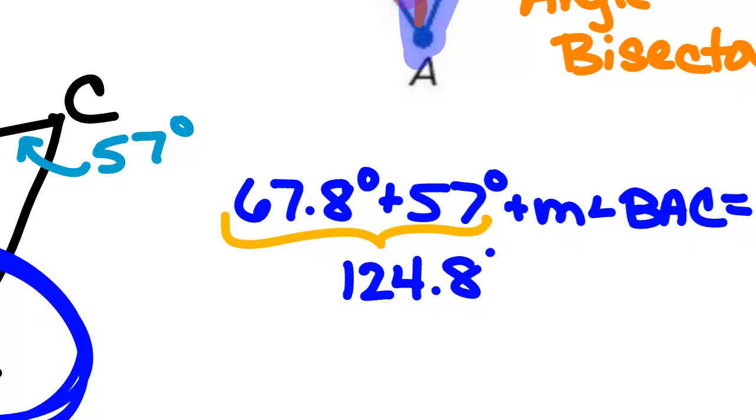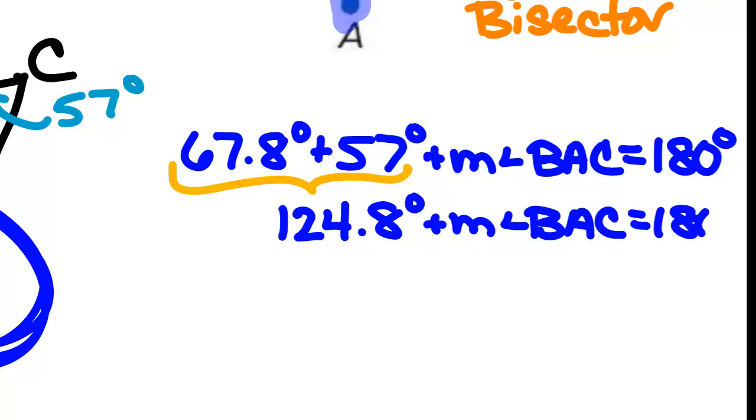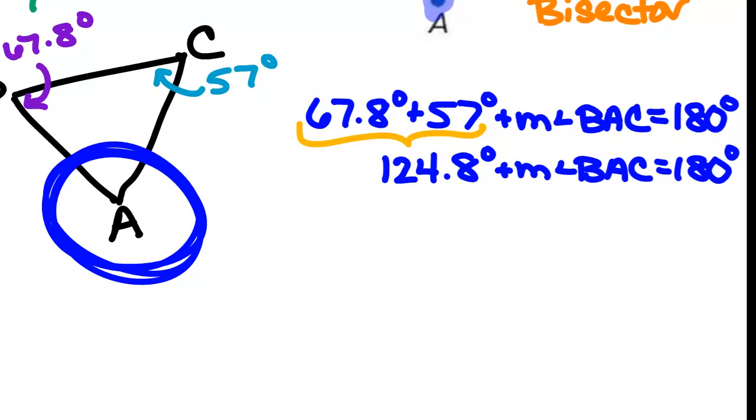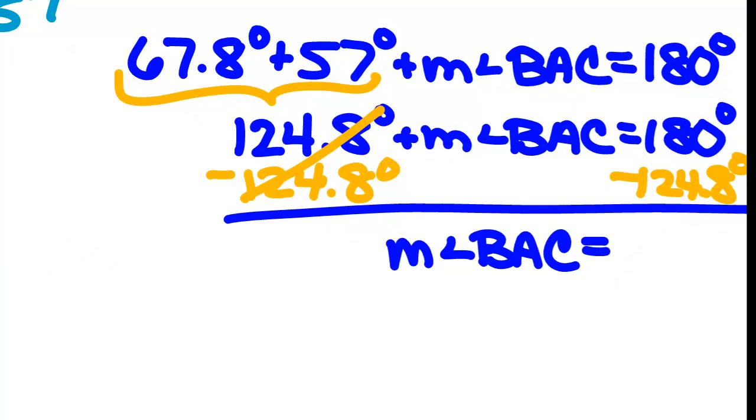I think that's 124.8. Can somebody please double check my math on that? I just added it in my head and I'm not good with adding decimals. What is 67.8 plus 57? Okay, so I did it right. Awesome. So now I'm going to minus 124.8 from both sides. And that gives me the measurement for angle BAC is what? 55.2 degrees.